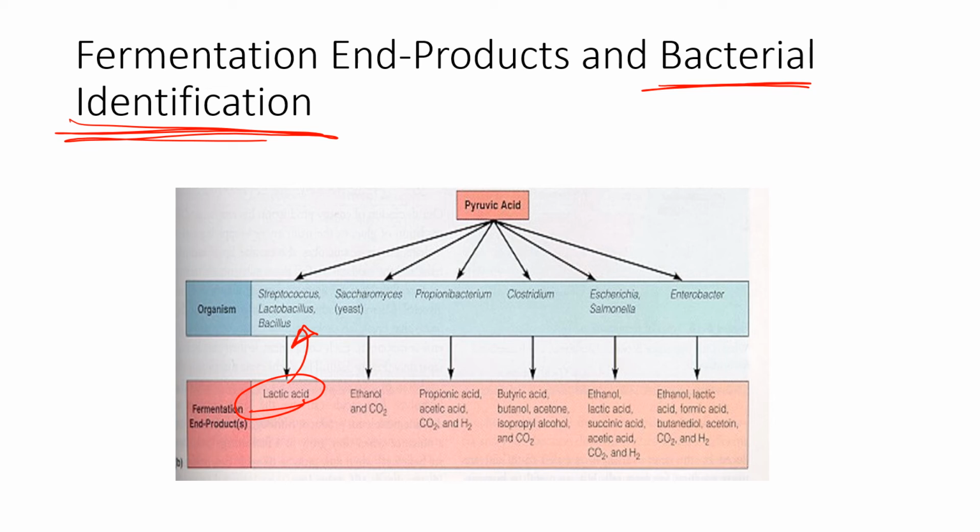If our unknown bacterium makes butyric acid, butanol, acetone, isopropyl alcohol, and carbon dioxide, we can look back and say, well, the only genus I know of that makes all of those things is the genus Clostridium. So maybe our organism is a member of that genus. So these end products are very important in identifying unknown bacteria, because the bacteria have these metabolic profiles where they each produce different byproducts during fermentation.